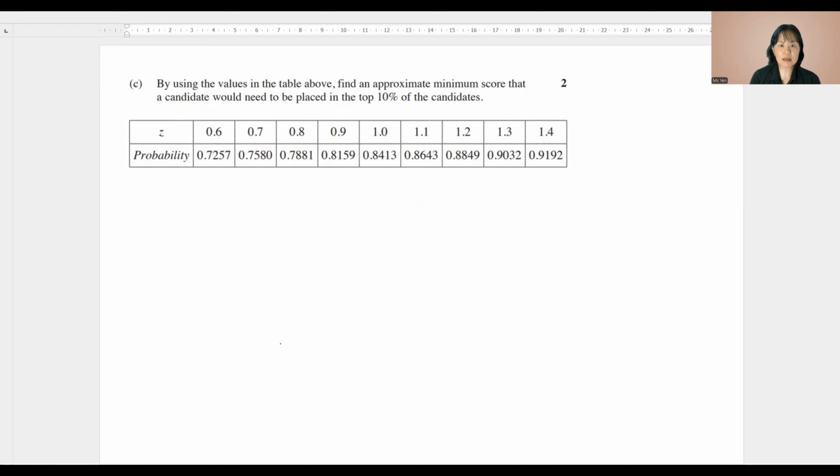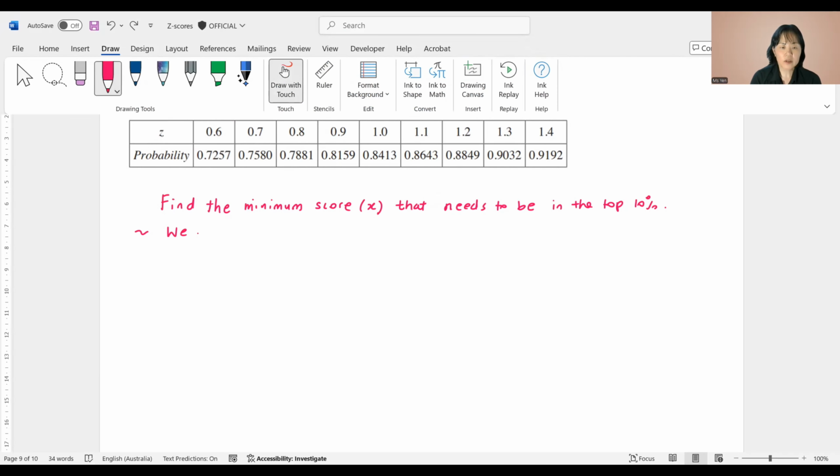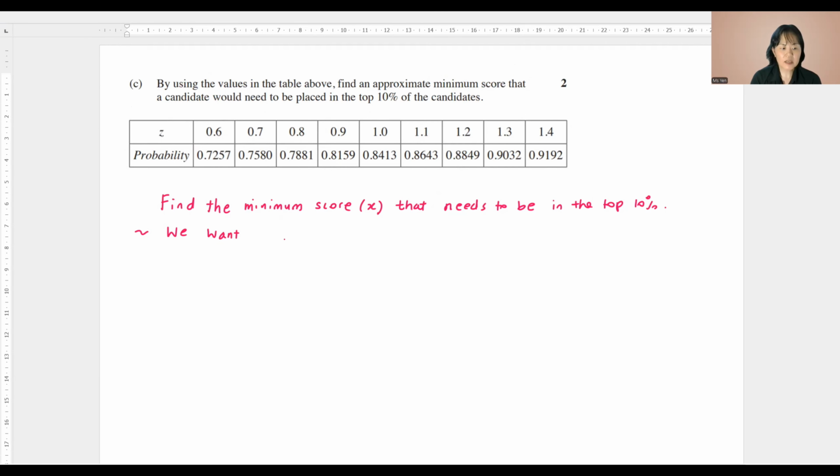Okay, part C. By using the values in the table above, find an approximate minimum score that a candidate would need to be placed in the top 10% of the candidates. Now, I just copy the table here from the question. The question is asking to find the minimum score, let's call it X, that needs to be in the top 10%. What does that mean? It means we want the minimum score to be in the top 10%.